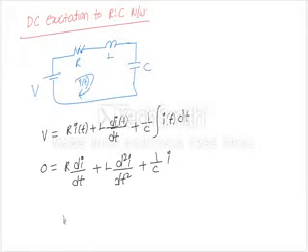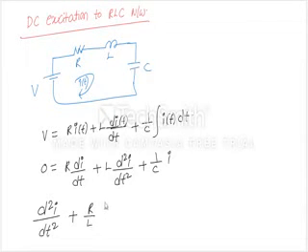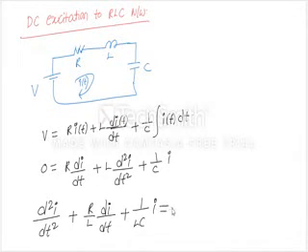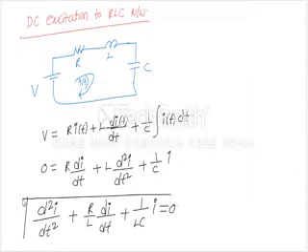So from this, we can say d square i by dt square plus R by L into di by dt plus 1 by LC into i equals 0. This is the equation.